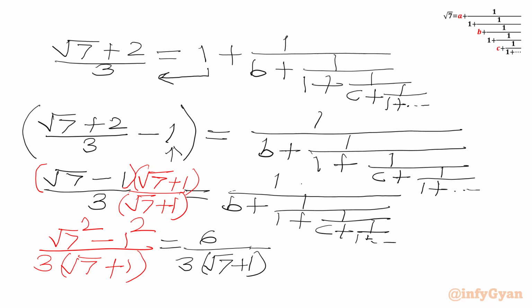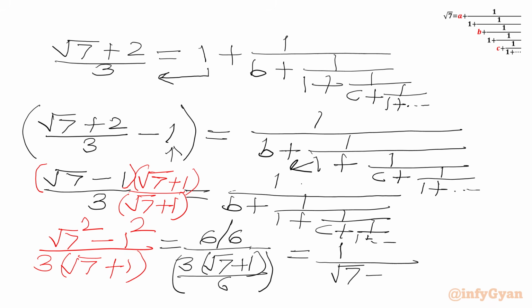To match the numerator of RHS, which is 1, here we have 6. I will divide by 6 in the numerator and in the denominator. So we'll be getting 1 over root 7 plus 1 over 2. Again, we are going to compare denominators from both the sides. So we will get root 7 plus 1 over 2 equal to b plus 1 over 1 plus 1 over c plus 1 over 1 plus up to infinity.